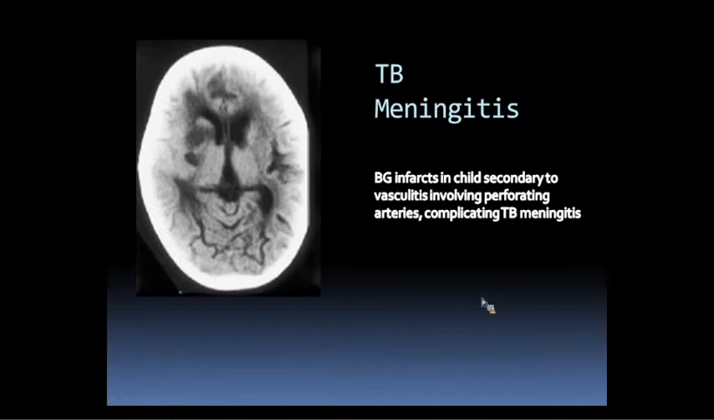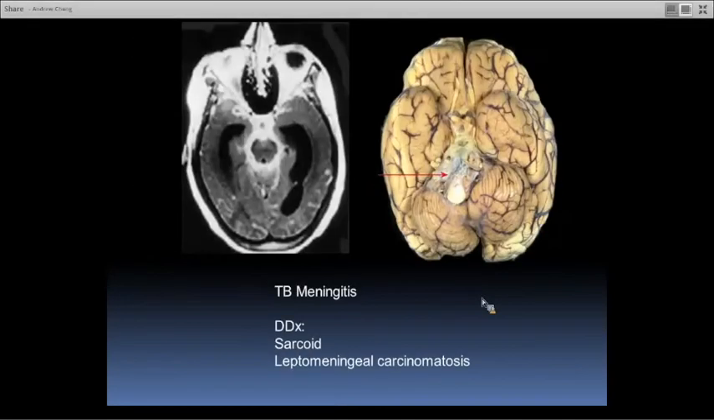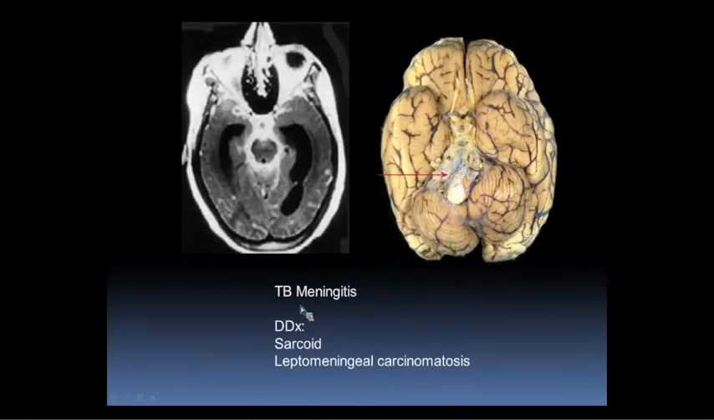So this is actually due to vasculitis from the perforating arteries, because TB meningitis typically gives you a thick basilar meningitis. So here you can see this example from an MR where you see very thick enhancement all along the basal cisterns and surrounding the pons and filling the suprasellar cistern. And this is a correlative autopsy specimen showing all this purulent material surrounding the brainstem.